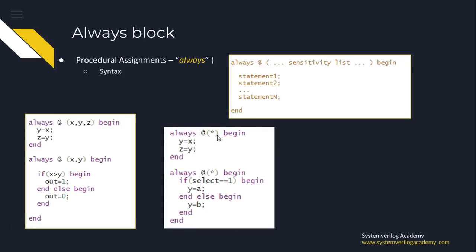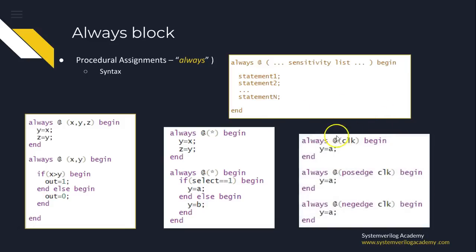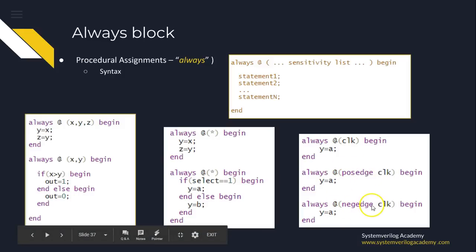If your circuit needs to be synchronized with a clock signal, it should be specified in the sensitivity list. An example is shown here. If you want the circuit to be synchronized with a rising edge or falling edge of a clock signal, you can use the keywords posedge and negedge inside it, as shown in this example.